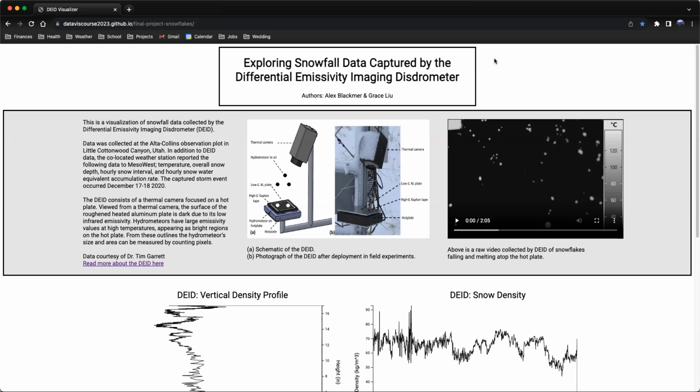Our particular case was recorded at Alta Collins up in Little Cottonwood Canyon back on December 17th to the 18th, 2020. You can see our visualization is kind of an overview of the data that was collected there during that particular event. We have an informational blurb on the left here about the DEID, about how the hot plate camera works, and some of the meteorological variables that were collected at a co-located site.